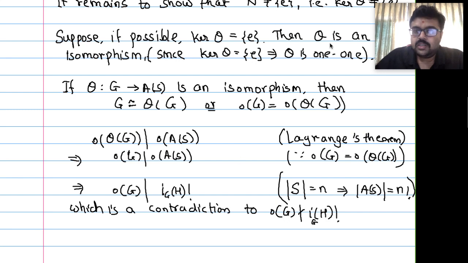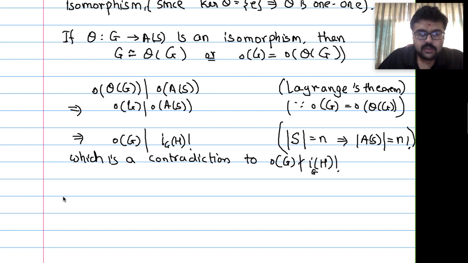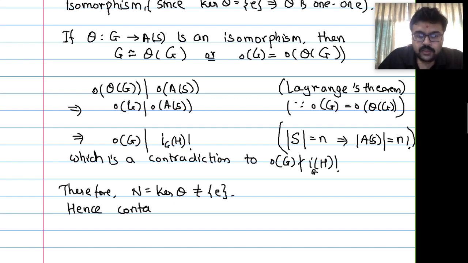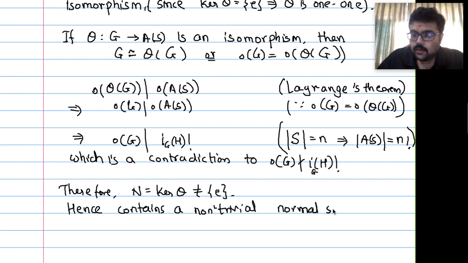So this is a contradiction. Therefore the kernel of theta, therefore N equals the kernel of theta, and this is non-trivial. So hence H contains a non-trivial normal subgroup N of G. So H has a normal subgroup.